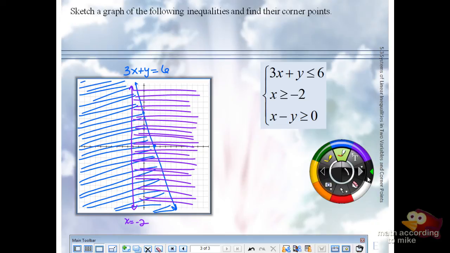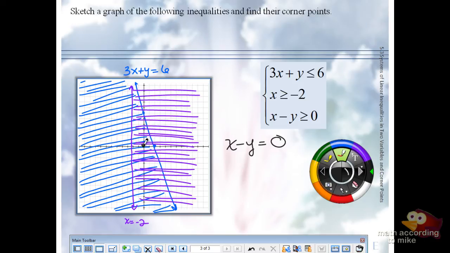x minus y equals 0. What's the x-intercept? 0. What's the y-intercept? 0. We have a problem. So finding our intercepts will not work with this line because the x and y-intercept are the same point.